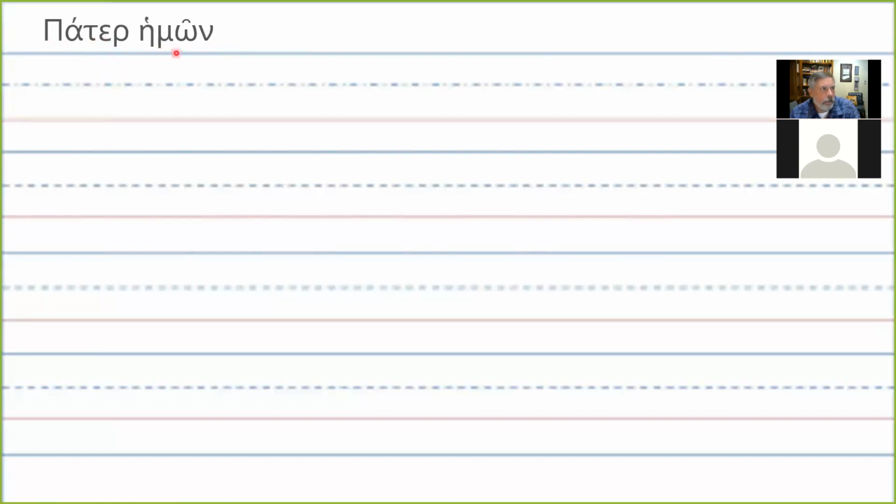So pater hemon. You remember what hemon is? It's one of the personal pronouns. Was it first or second or third? This is a first person pronoun in the genitive plural. You're right, so this would be "our," and it's describing Father. Our Father. Vocative functions as a direct address. Like when we do the prayer in Matthew 6, "Our Father," that's a direct address in the vocative, and that's what pater hemon is, our Father.